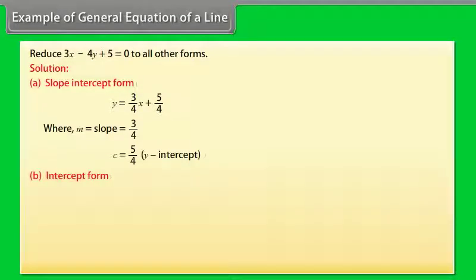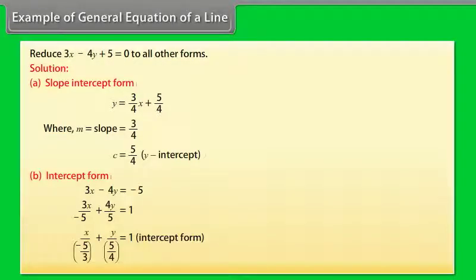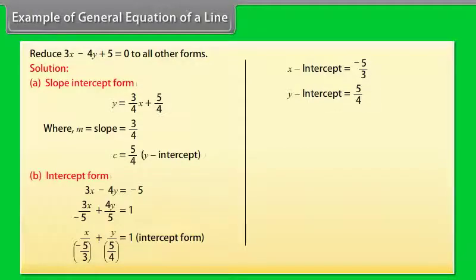Intercept form. 3x - 4y = -5. 3x/(-5) + 4y/5 = 1. x/(-5/3) + y/(5/4) = 1. Intercept form: x-intercept = -5/3, y-intercept = 5/4.